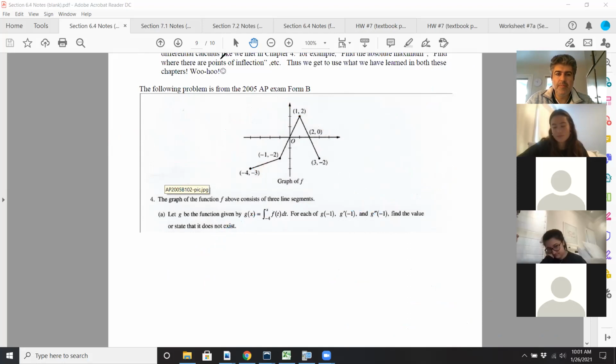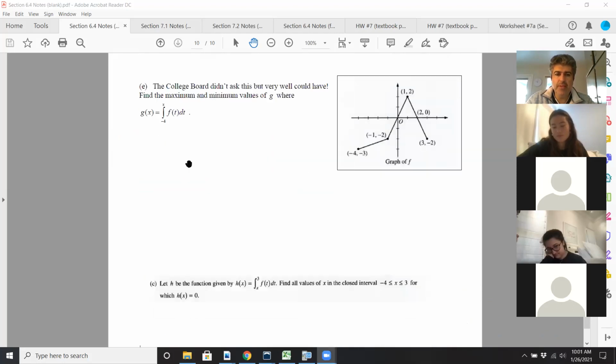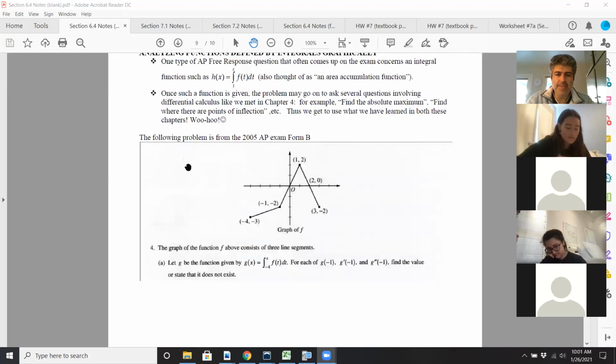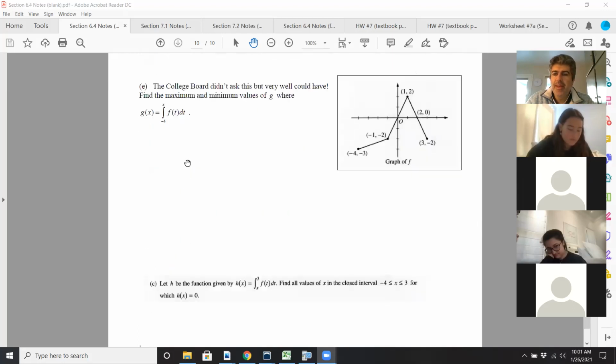Let's keep moving here. Okay, good. I repeated the graph. Let's do part E, then we'll do CD. I know it's going a little out of order. So CD, they don't ask this, or they didn't ask it, but they could have. This is for the 2005 AP exam. It's actually spring before I started working at Sacred Heart.